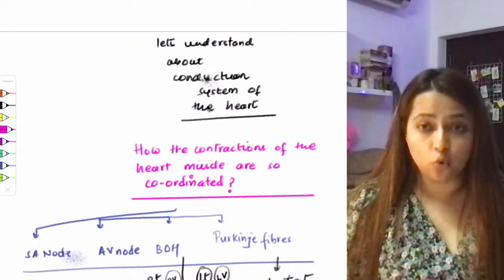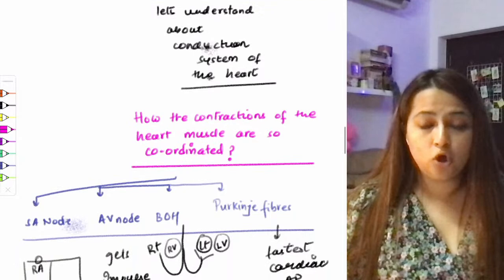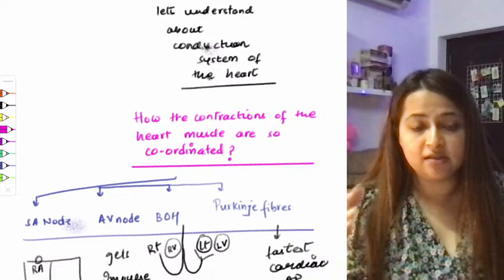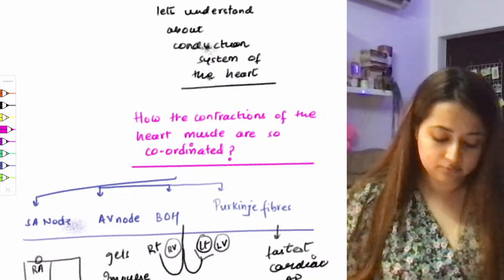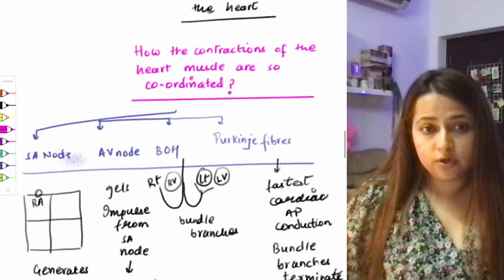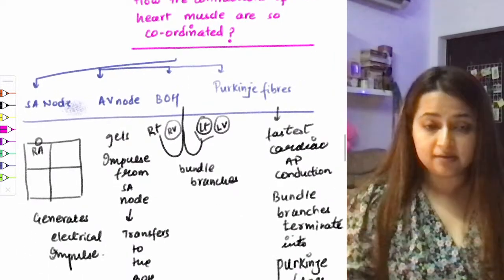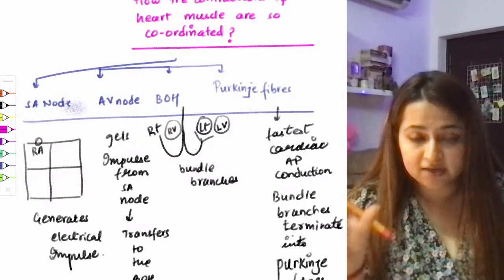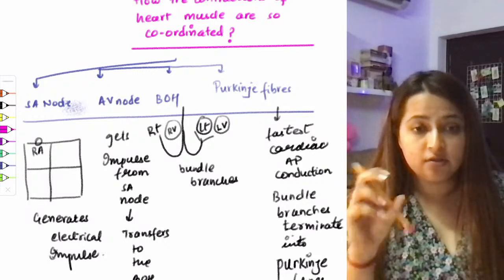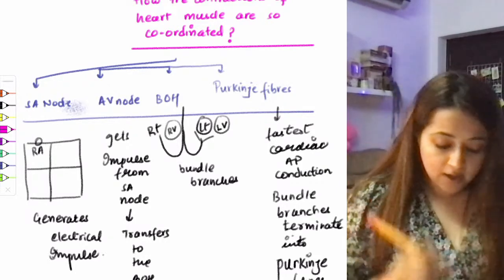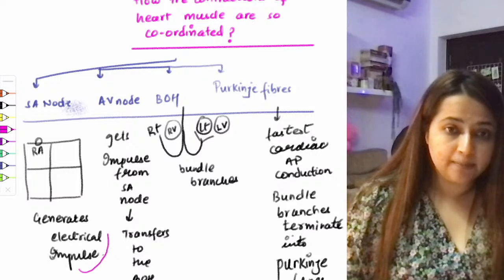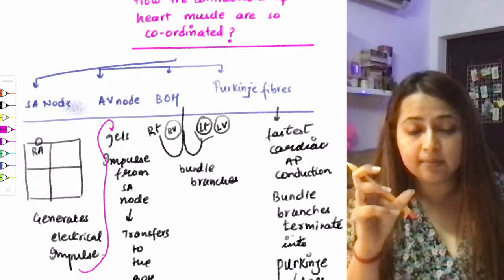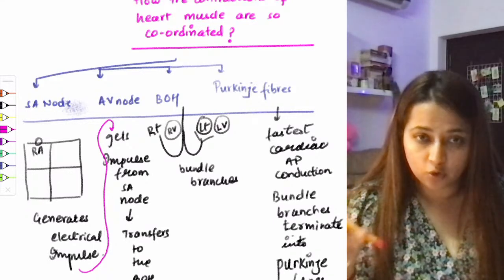So let us try to understand their role in conductivity. When you talk about the SA node, I already told you where it is present. It is present at the roof of the right atrium, where the SVC is pouring blood into the right atrium. The SA node spontaneously generates electrical impulses. This is a very important structure, known as the pacemaker of the heart. From the SA node, the impulses travel into the AV node.